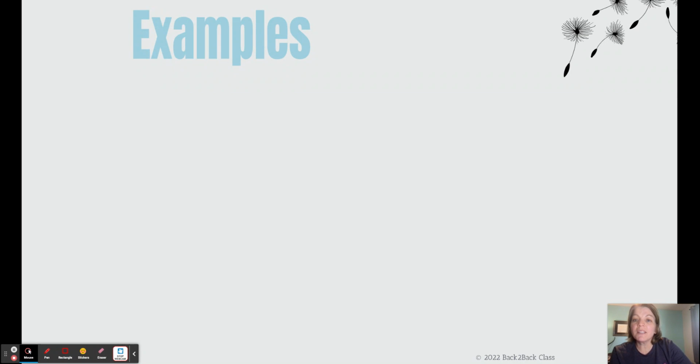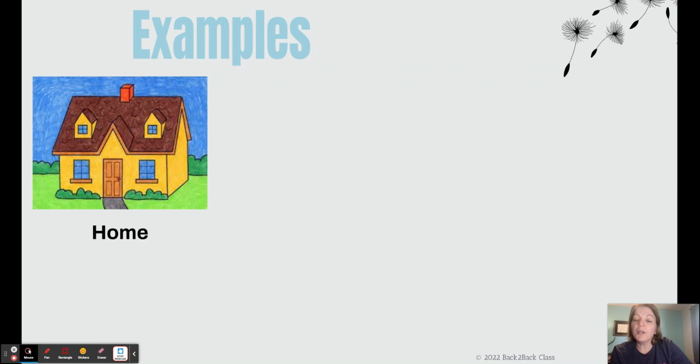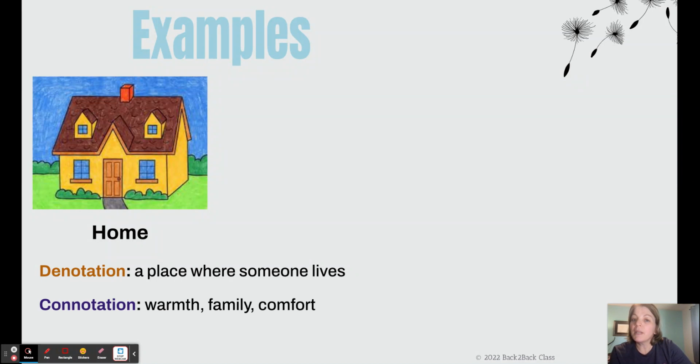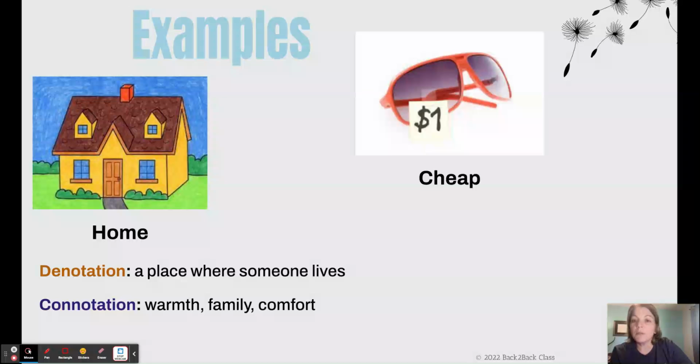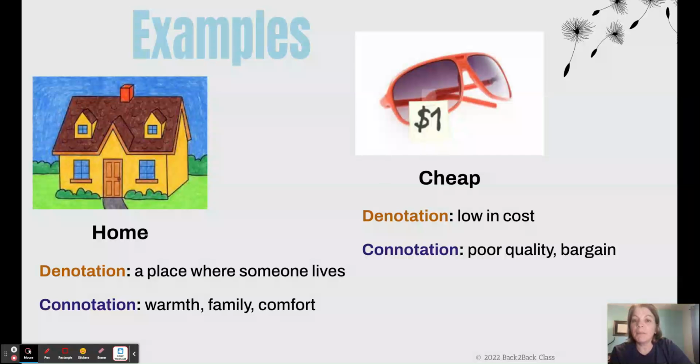All right, so now let's look at some examples to make this clearer. The word home has a denotation which is a place where someone lives, but its connotation might be warmth, family, or comfort. Another example is the word cheap. The denotation of cheap is low in cost. However, its connotation might be poor quality or a bargain.